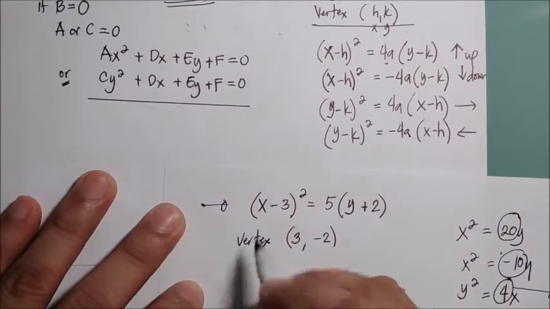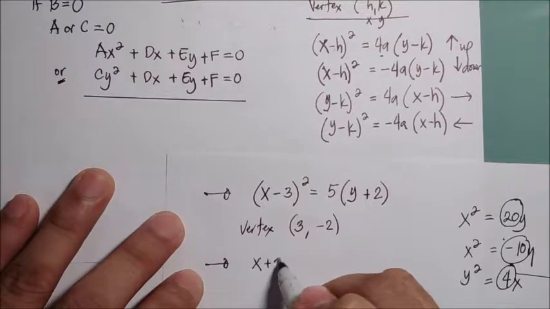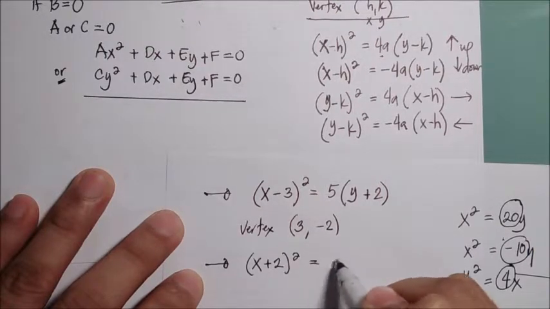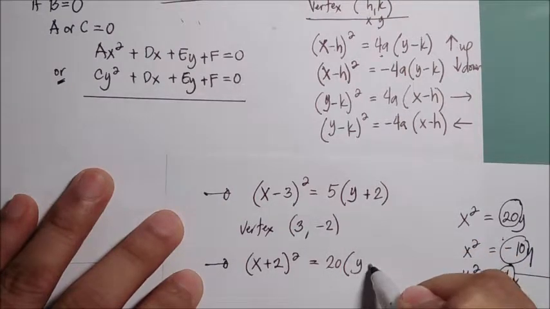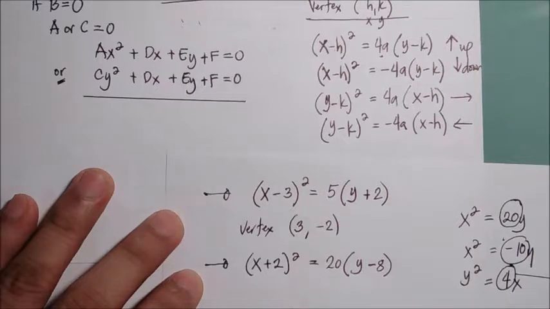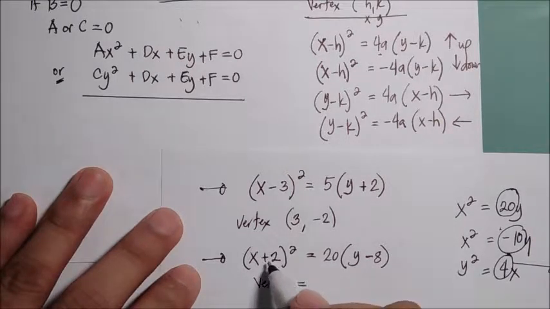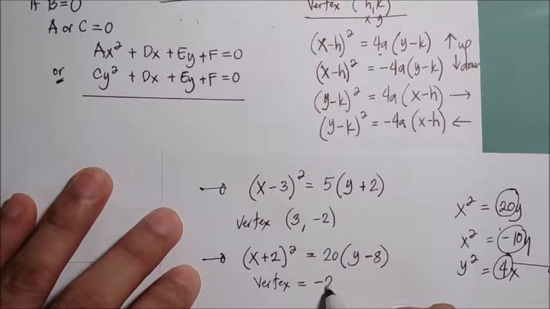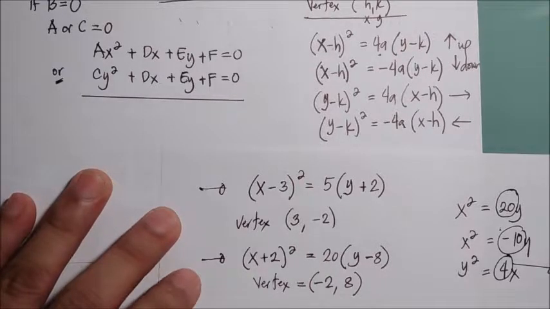Okay, let's have another example. Like for example, if we have (x plus 2) squared equal to 20 times (y minus 8). Okay, what is the vertex of the parabola? The vertex would be negative 2 and positive 8. Okay, negative 2 and positive 8.